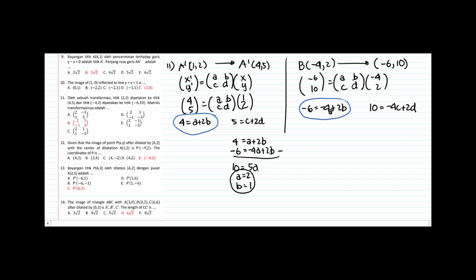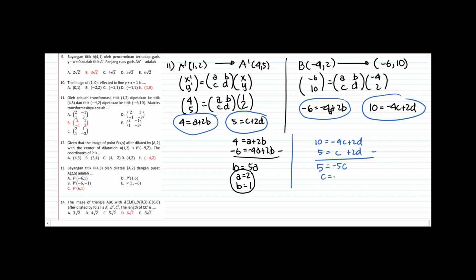Okay, so I have A and B right here. Next is C and D, this one and this one. The coefficient of D is also the same, so we can eliminate directly by subtracting. 5 equals negative 5C. So C equals negative 1. D will be 3. So the matrix is 2, 1, negative 1, and 3. The answer is B.